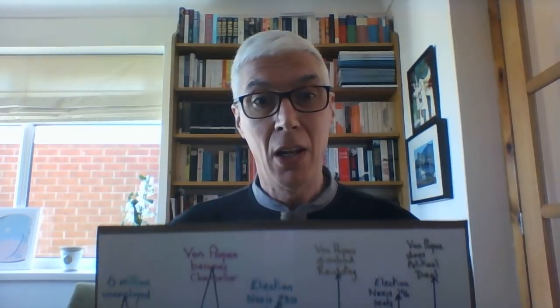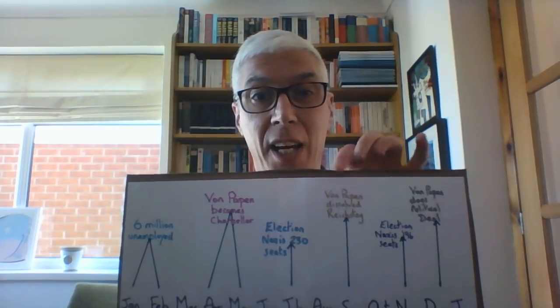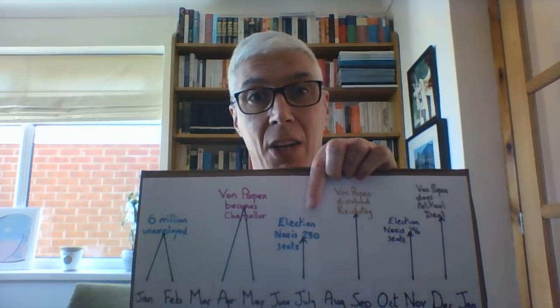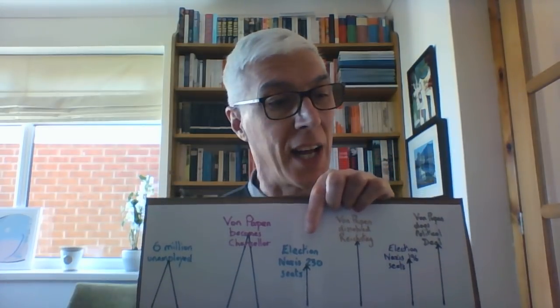And in the July 1932 election, look how many seats the Nazis get. 230. They are the biggest party in the Reichstag. Well, what do you think Hitler made of that? Any ideas? Well, surely Hitler will say, we've just had an election. The Nazis are the biggest party. Surely I should be Chancellor. Don't you think he'd say that? But he did.